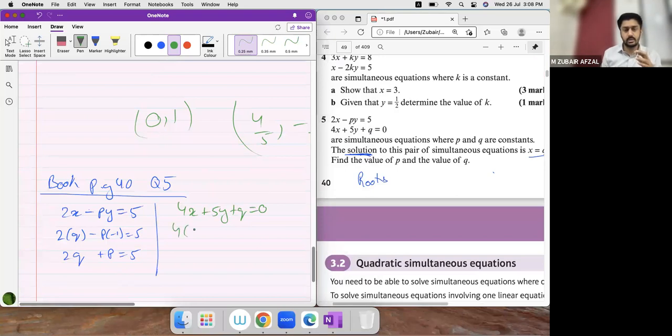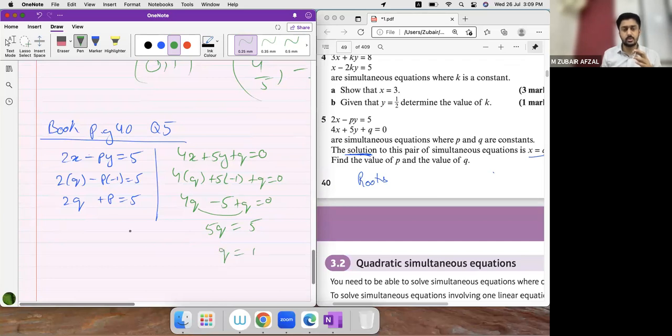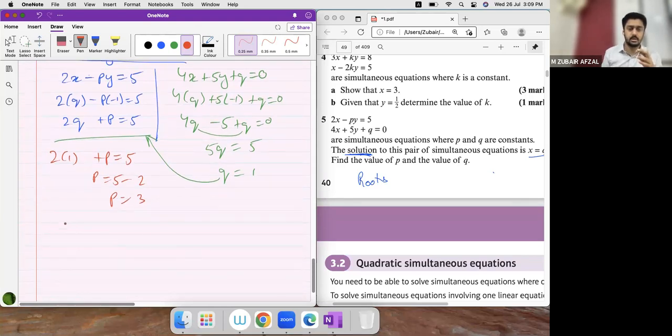So x is already there, which is q, and y is -1, plus q equals to 0. 4q minus 5 plus q equals to 0. Adding these two, 5q equals 5. Solving for q, q equals 1. Substitute q in the previous equation. So 2 into 1 plus p equals 5. P equals 5 minus 2. P equals 3. So these are your answers. q equals to 1 and p is equals to 3.